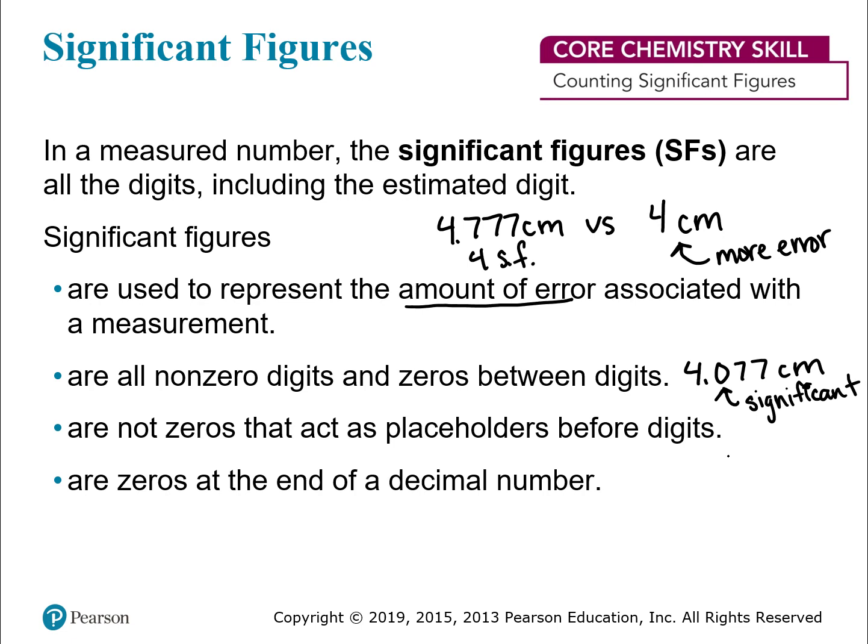Okay? So let's say we had 0.192 milliliters. This 0, which is before all the non-zero digits, is a placeholder. It is not significant. Finally, when you have a decimal number, the 0 at the end is significant.